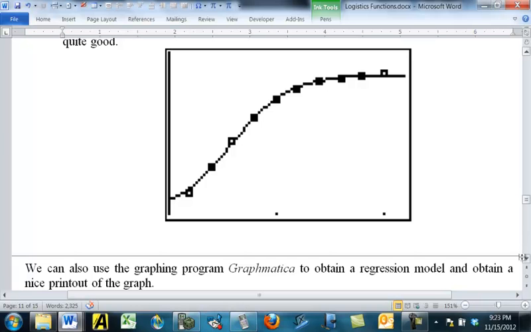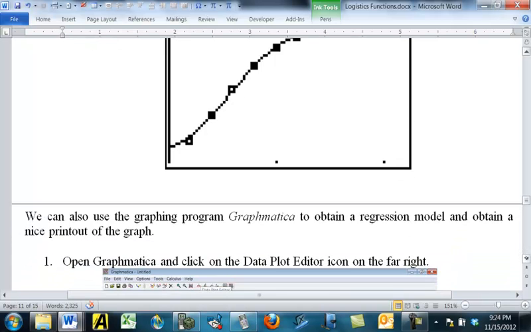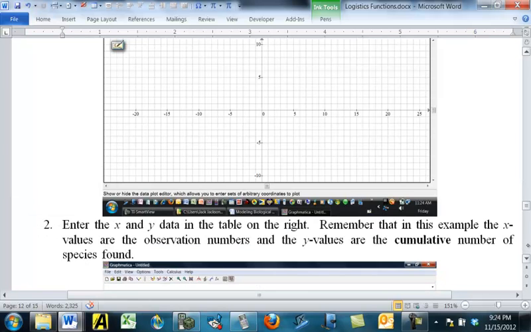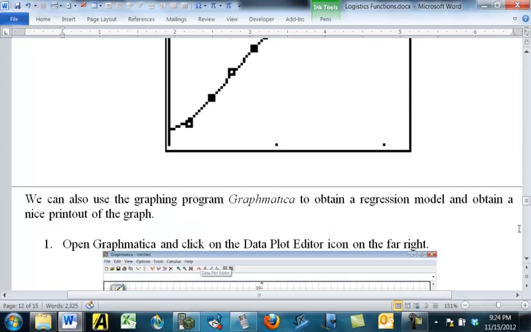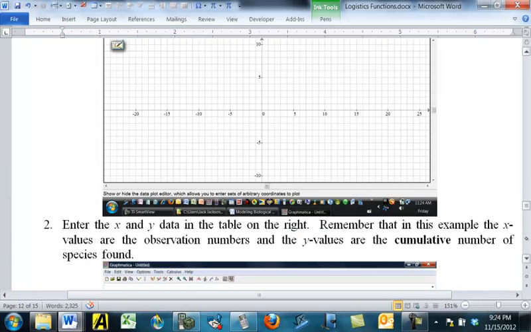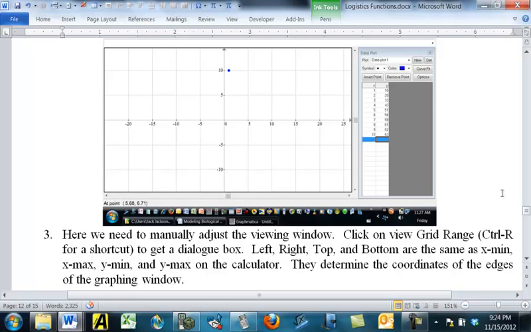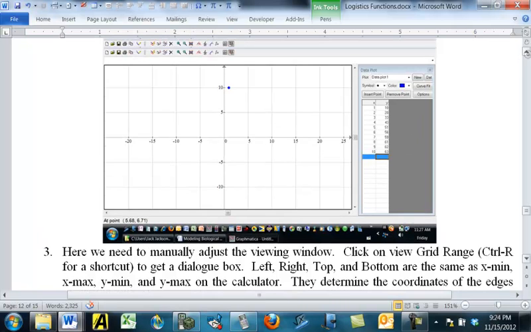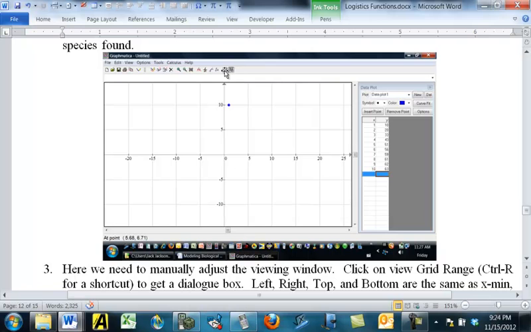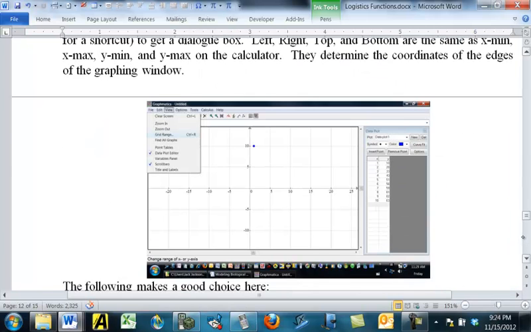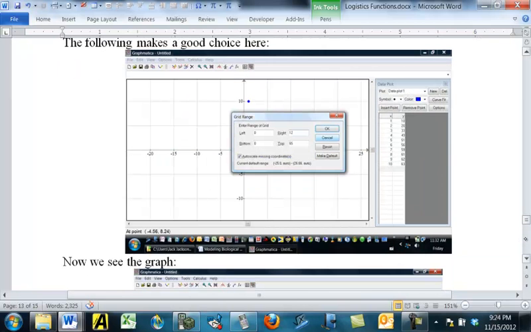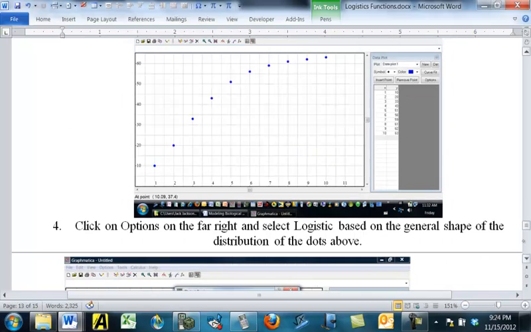And we graph it with the curve. It's a pretty good fit. If you look here, this goes through the steps. We're doing the same thing with Graphmatica. In Graphmatica, you can press this button up here to do the data plot, to put data in. Type in your data. You kind of have to manually adjust the window by going to View, Grid Range, and manually fix the window like you would on the other calculator, but we don't have a zoom stat here. So get a good look.